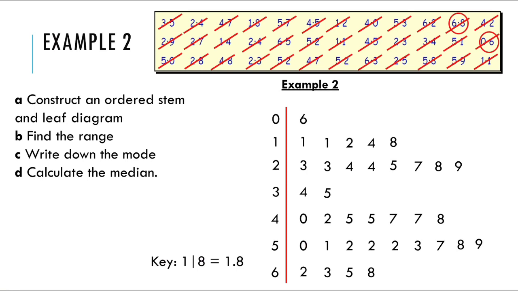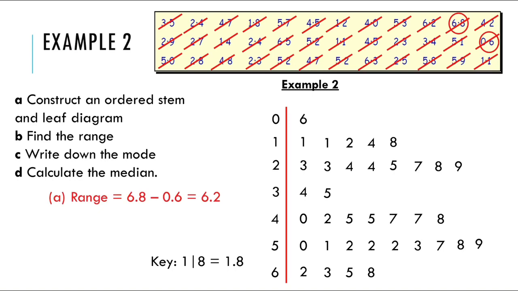So remember, the range means highest minus lowest, and because we've put this data in order in our table, we can clearly see that the highest value is 6.8 and the lowest value is 0.6. The range is highest take away lowest, which gives us a range of 6.2.